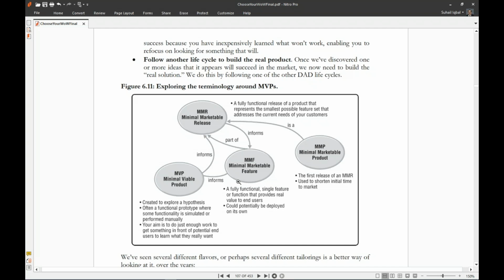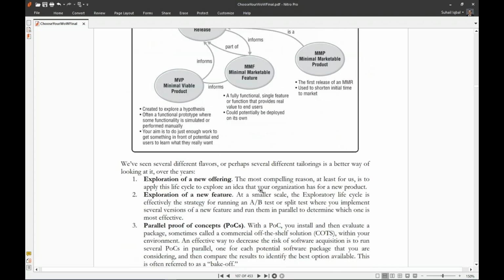Your aim is to do just enough work to get something in front of the potential users to learn what they really want. So you see, some of these minimal viable things are like, MVP is just a demonstration, simulation. MMP is actually the workable product, the end product, and then naturally the release and features and all that.